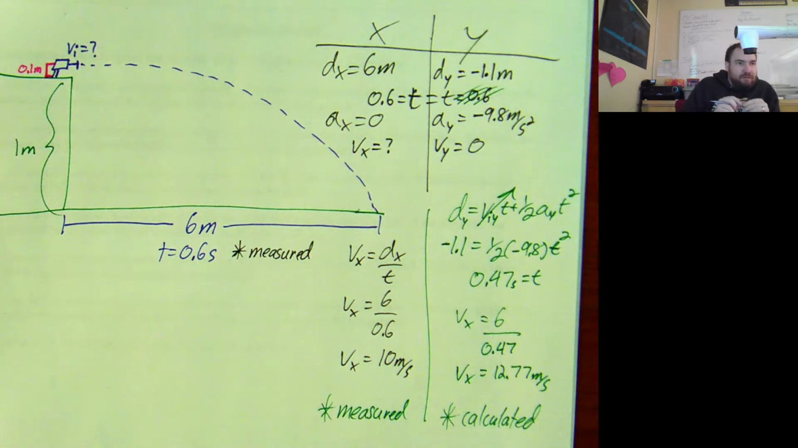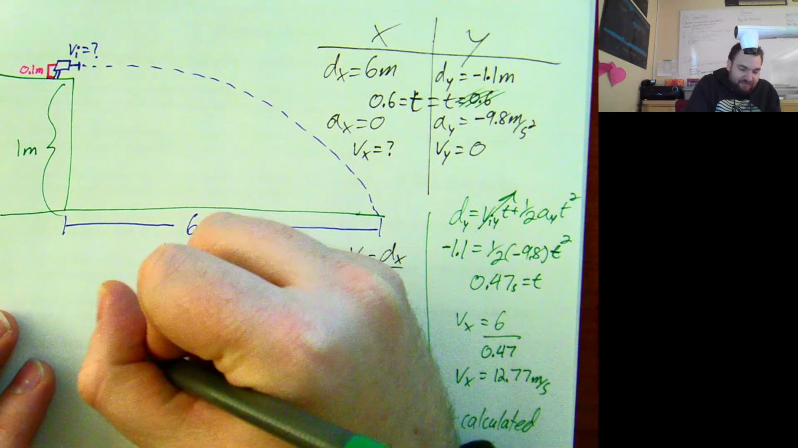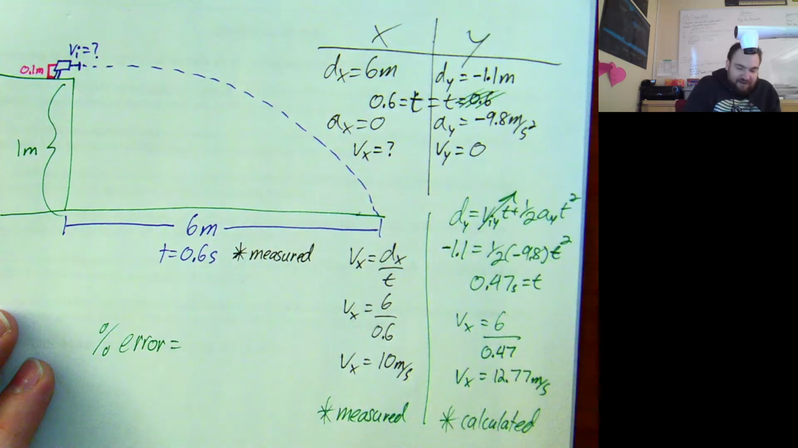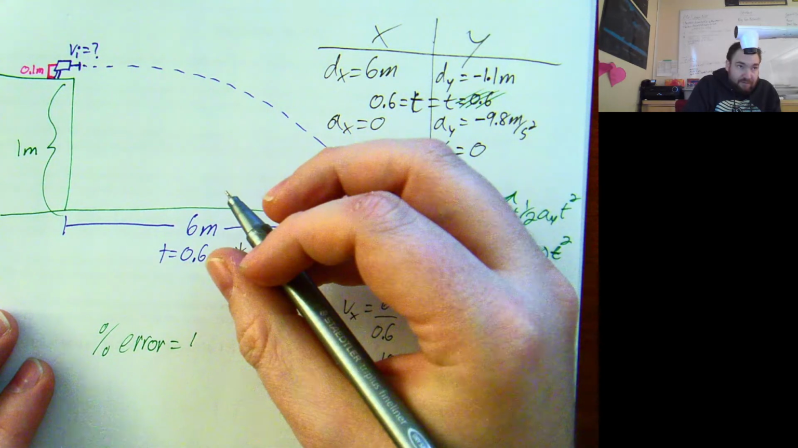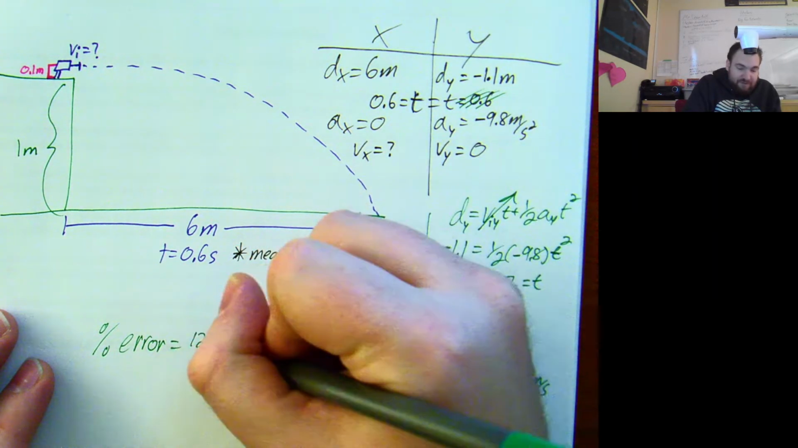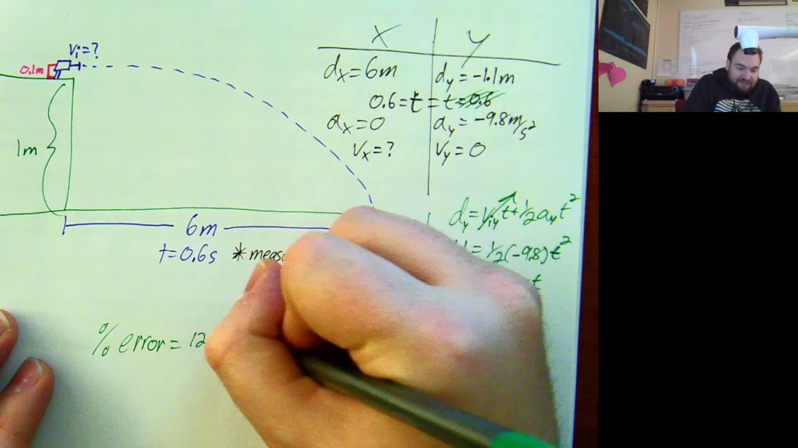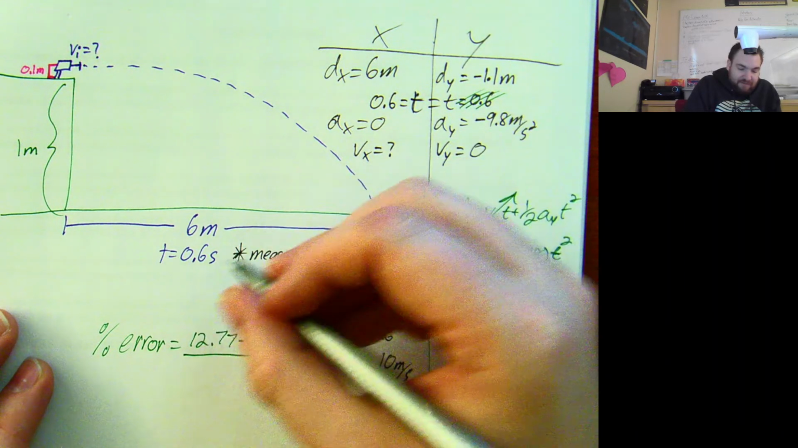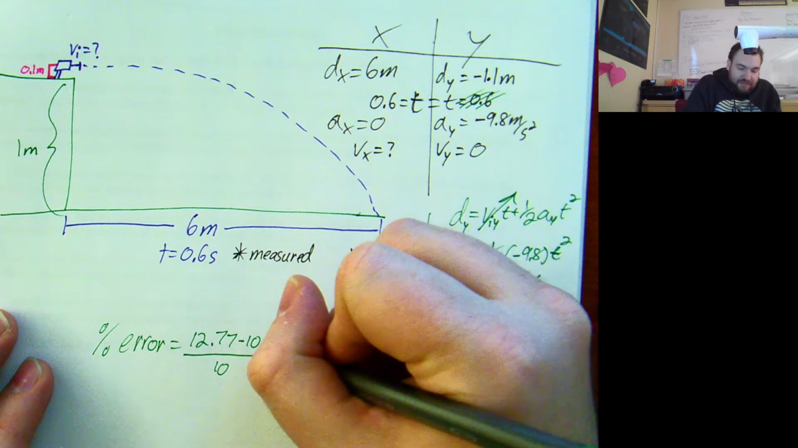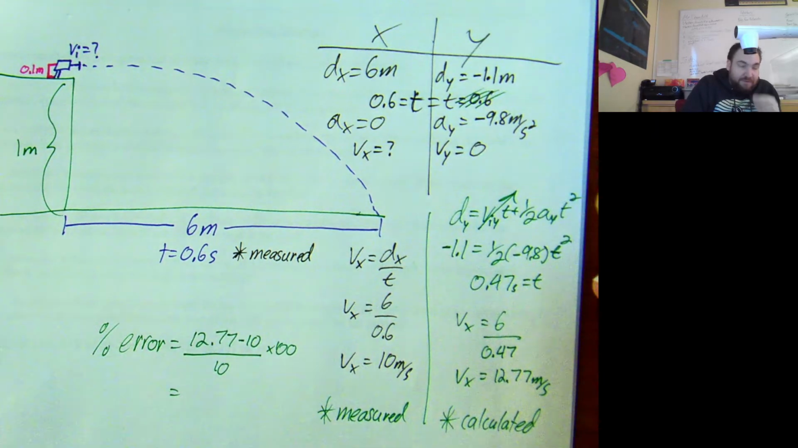Are we within 10%? Well, let's look at our percent error again. Percent error is going to be theoretical, 12.77, minus our experimental, I got 21%, divided by 10 times 100. Luis, you got 21%?